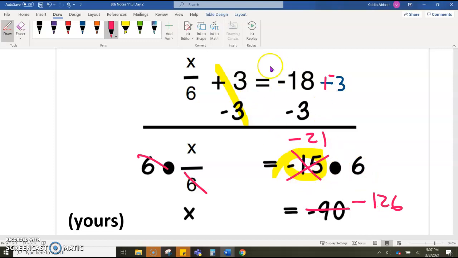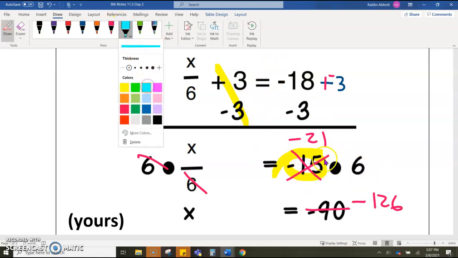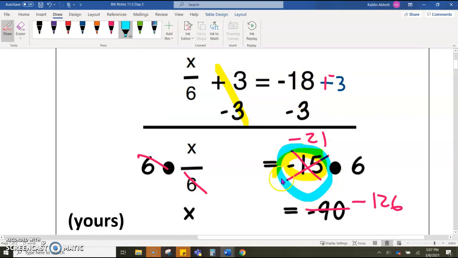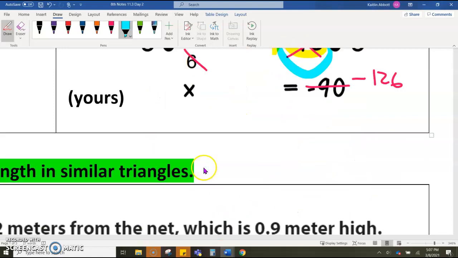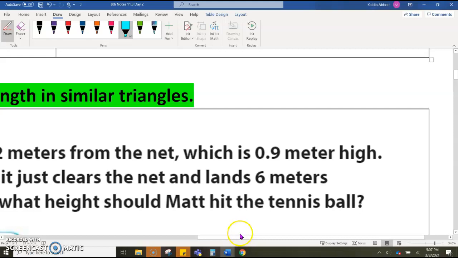All right, so you should have noticed that. The step that they messed up was right here. Negative 18 minus 3 is not negative 15. They just did 18 minus 3 and they left it negative. That's not what you do. So hopefully you saw that was the mistake there. Moving on to today's work.